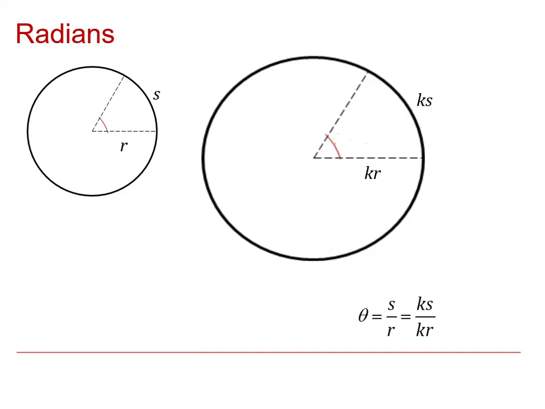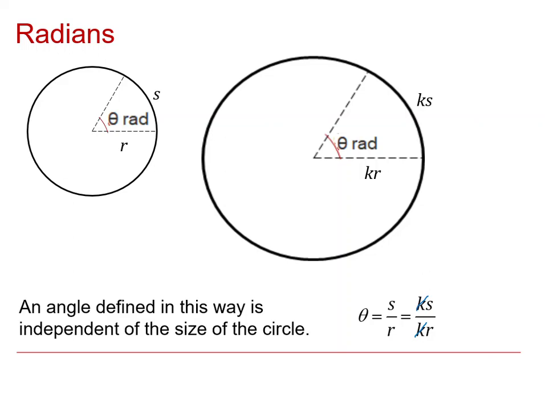Well, since S over R gives the angle, and in the first case that's simply S over R, and in the second case ks over kr, where the k will cancel, we will always get the same answer. So it doesn't matter what the size of the circle is. We can put the same angle on those two diagrams, and we'll end up with the same value for theta whether we use S over R or ks over kr. So an angle defined in this way is independent of the size of the circle.